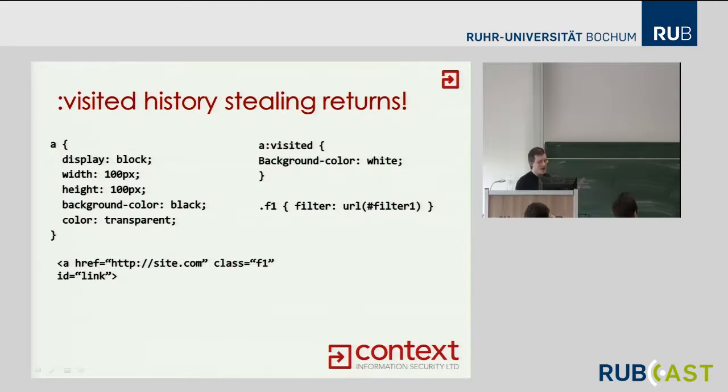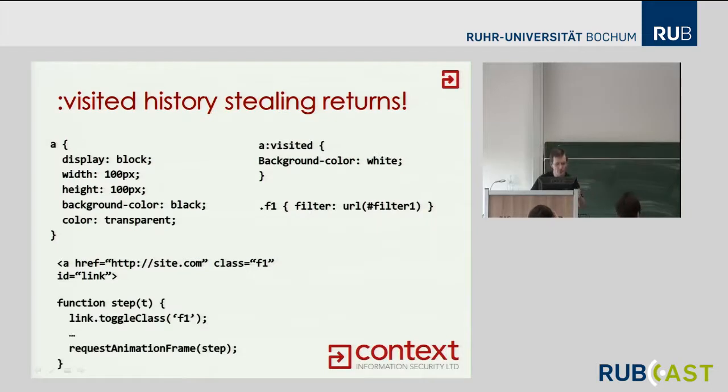So we have our link, and it's pointing to a particular site. This is a site we want to tell if the user has visited or not. We give it a particular ID, and we set this class. The class is F1, so the filter will be applied to the link. So instead of being black or white, it will be black or noisy, and then it will have the other filter applied on top as well.